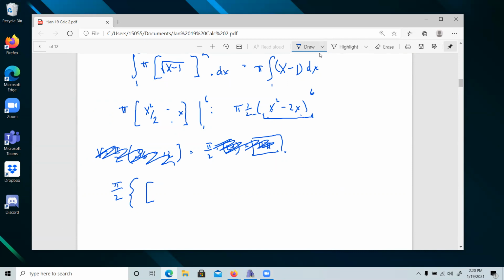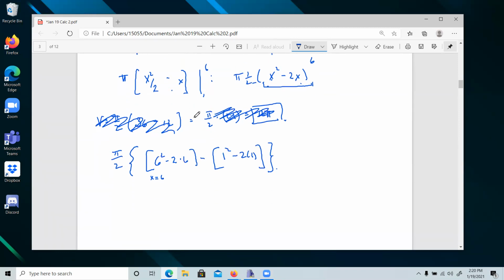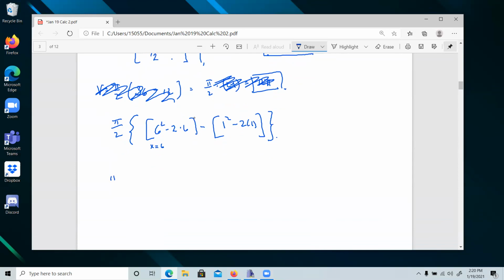So at 6, x equals 6. See, this is the hardest part, the arithmetic. We have 6 squared minus 2 times 6. Minus x is equal to 1. 1 squared minus 2 times 1. All right, that looks a lot better. Okay, so here we have pi over 2. We have 36 minus 12. Again, that was my x evaluated at 6 minus 1 minus 2, x evaluated at 1.